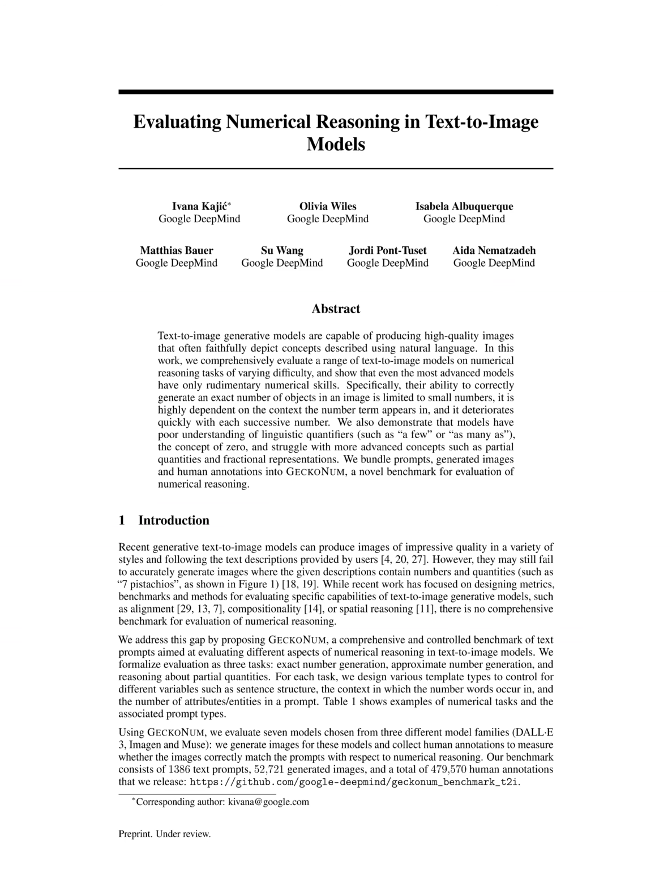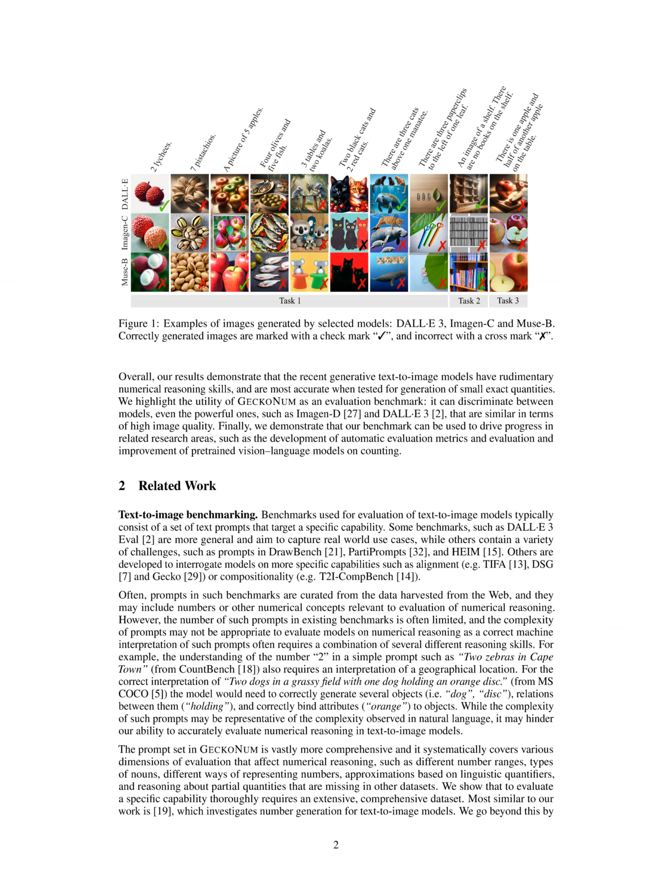7. Human annotation variability. Despite efforts to ensure inter-annotator agreement, there may still be variability in human annotations, which can introduce noise and uncertainty in the evaluation process, affecting the reliability of the benchmark results. 8. Model-specific challenges. Certain models may perform better or worse on specific types of prompts within GECKONUM, leading to potential biases in the evaluation results that may not reflect the overall performance of the models accurately.